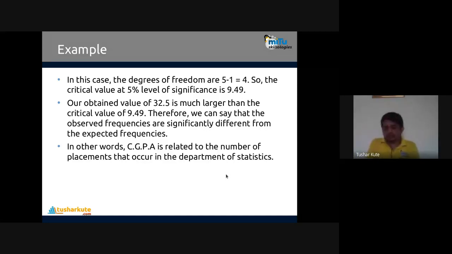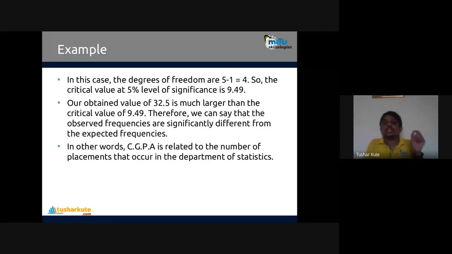And now our obtained value is 32.5, which is much larger. The critical value is 9.49, obtained from this particular table. The table is shown over here. What we have obtained by the formula is 32.5. It is much larger than the critical value 9.49. Therefore, we can say that the observed frequencies are significantly different from the expected frequencies. Yes, significantly different. Expectation is 20, 20, 20, but it's not. There's a huge difference present.